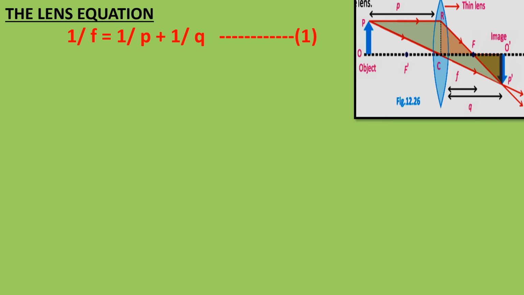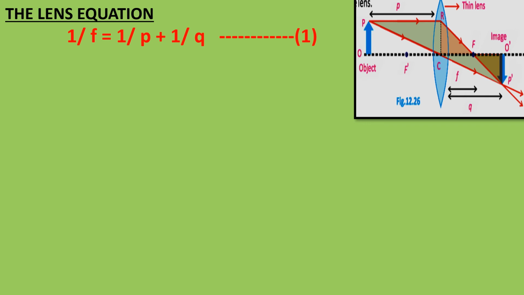The lens equation, 1/f = 1/p + 1/q, is a thin lens equation. It is used to solve the problems related to lenses. It can be derived mathematically, but its derivation is not included in your syllabus.